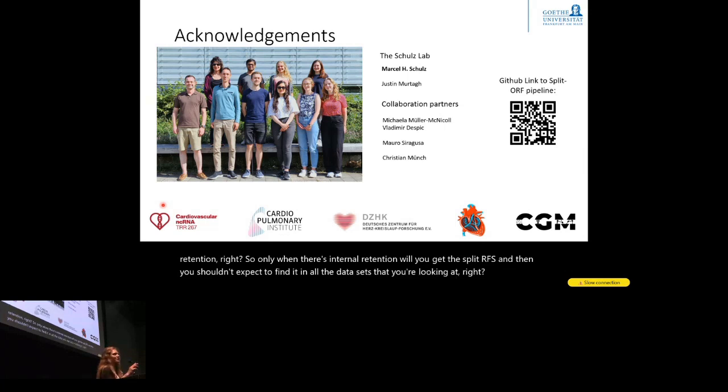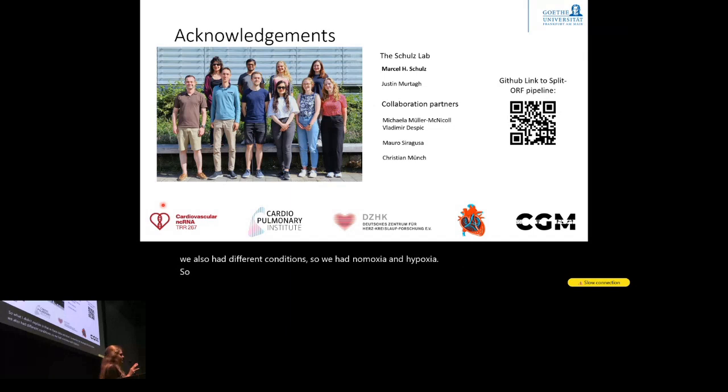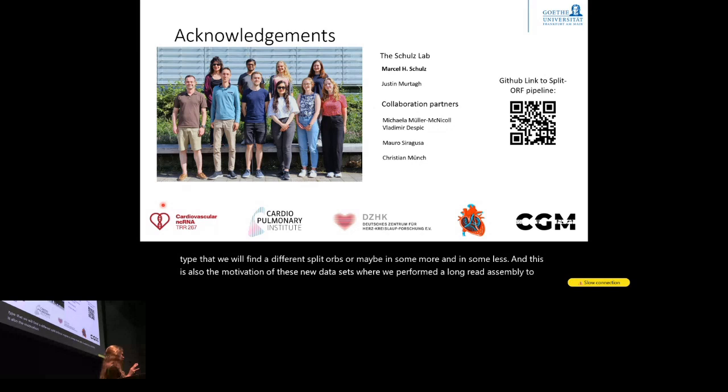Yeah, I would definitely agree. What I didn't explain is that in these data sets that I looked at, for example the UVEC data, we also had different conditions. We had normoxia and hypoxia. So I would definitely expect that depending on the condition and also the cell type, we will find different split ORFs, in some more and in some less. This is also the motivation of these new data sets where we performed a long read assembly to really see which isoforms are cell type specific and which of them form split open reading frames.